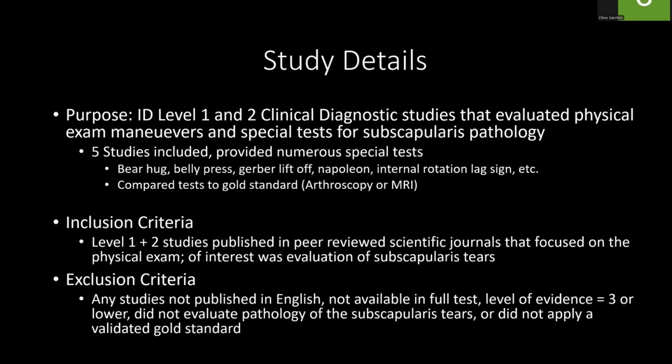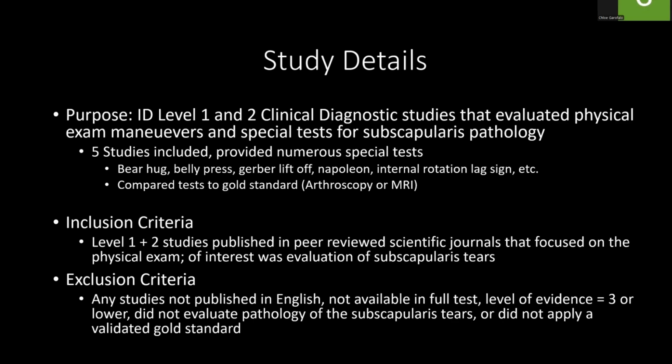Inclusion criteria were that they had to be level 1 or 2 studies published in peer-reviewed scientific journals that focused on the physical exam, with the evaluation of subscapularis tears being of interest. Exclusion criteria were any studies not published in English, not available in full text, level of evidence 3 or lower, that did not evaluate the pathology of subscapularis tears, or that didn't apply a validated gold standard, being shoulder arthroscopy or MRI.